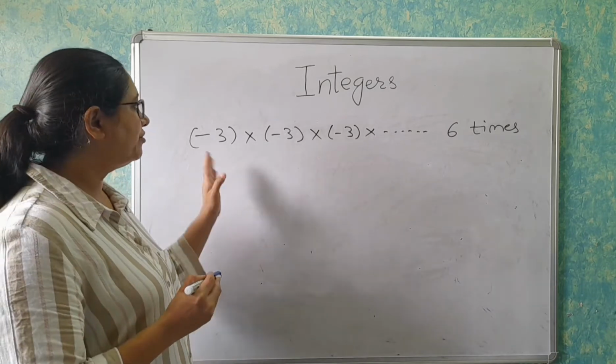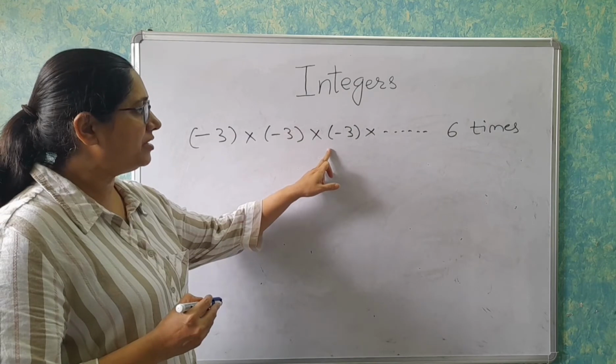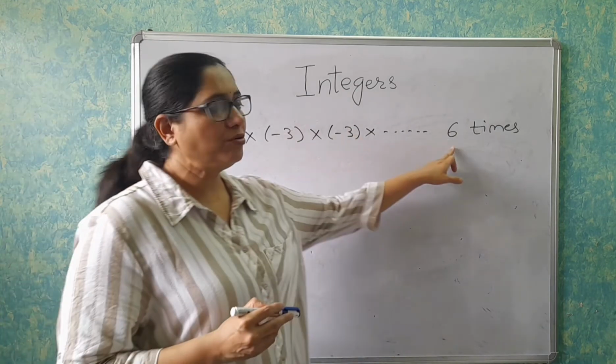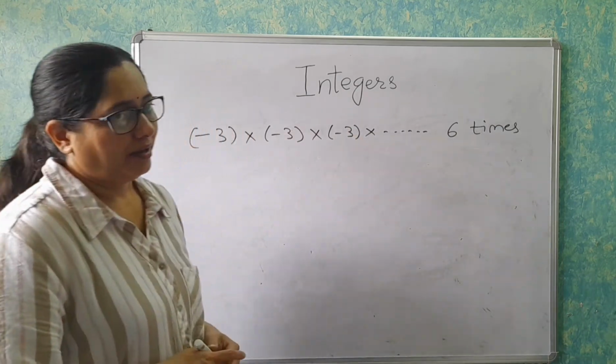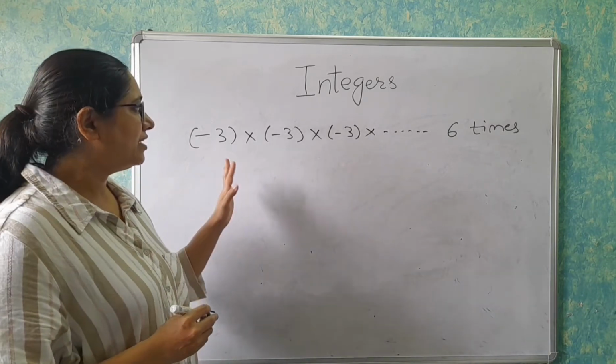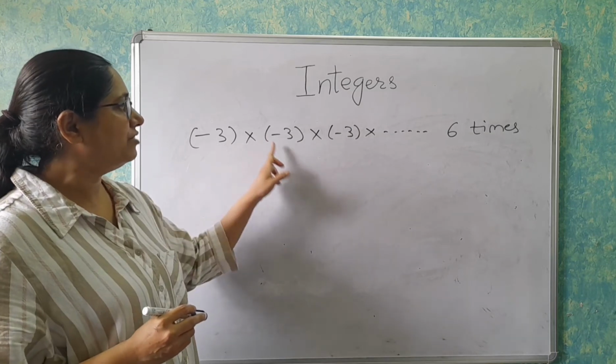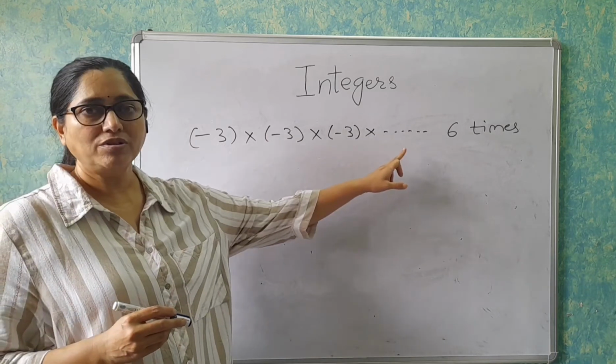Now we have to find the value of minus 3 multiplied by minus 3 multiplied by minus 3 and so on up to 6 times. If you look at this question, you may find it very difficult, but actually it is not very difficult. You just have to multiply 3 with 3 with 3 up to 6 times.